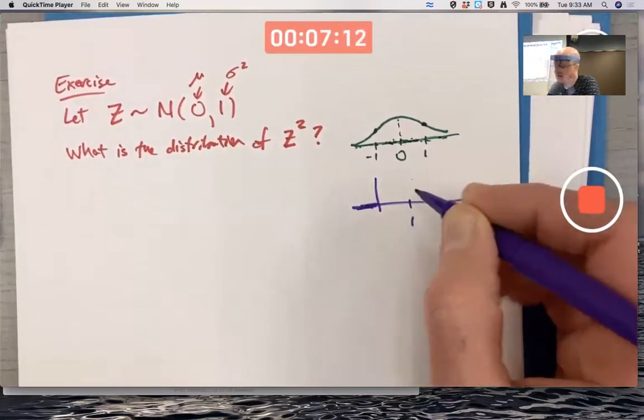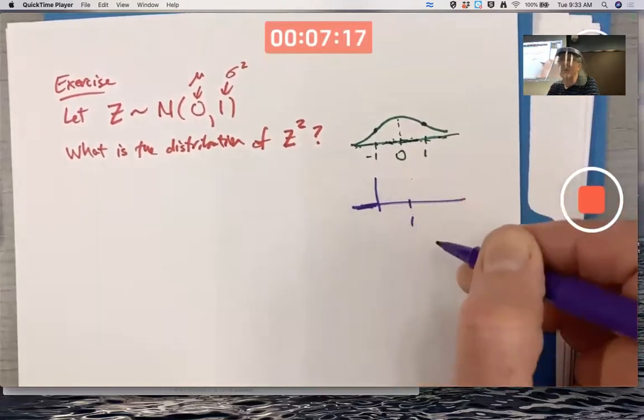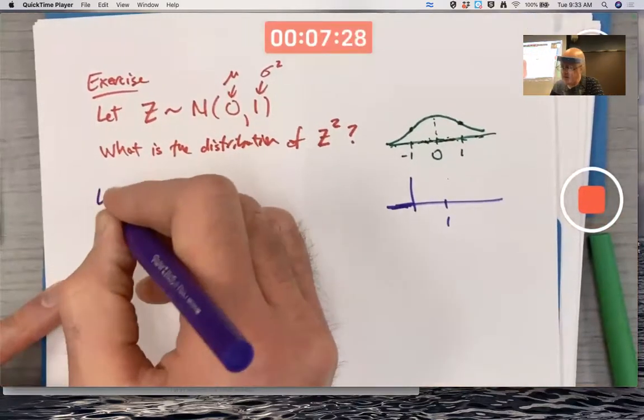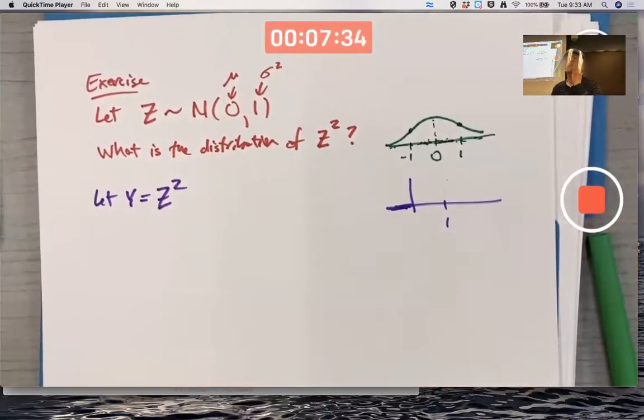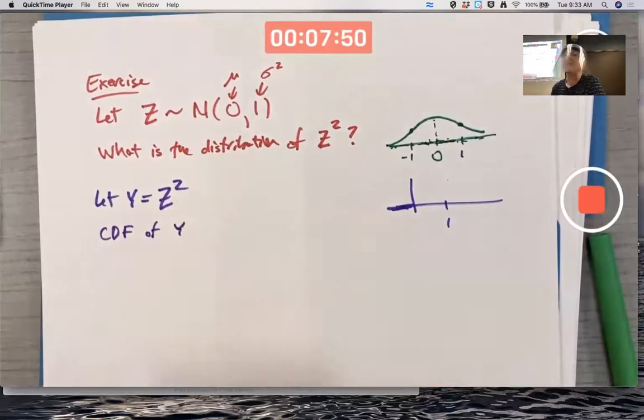See what I just did? Does it do something like this? Or does it do something like that? That's not so clear. Let's see if we can figure it out. How? Well, let's give this quantity a name. Let's call it Y. It turns out to be easiest, in determining the distribution of Y, to find its CDF first instead of its PDF. The CDF of Y is an easier thing to figure out.